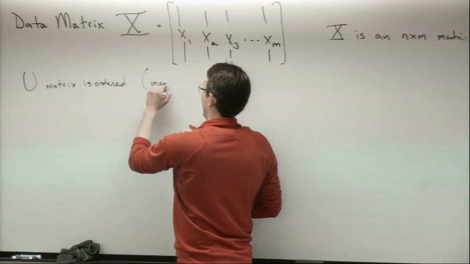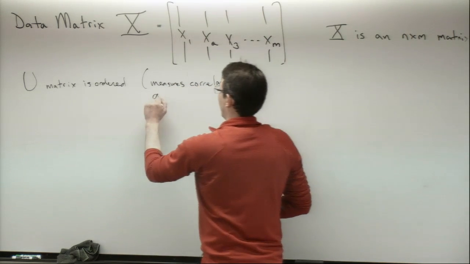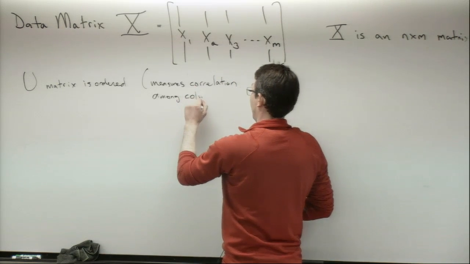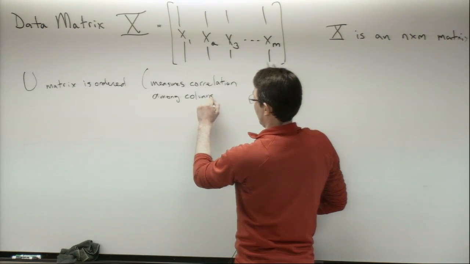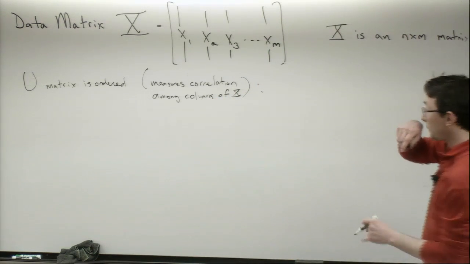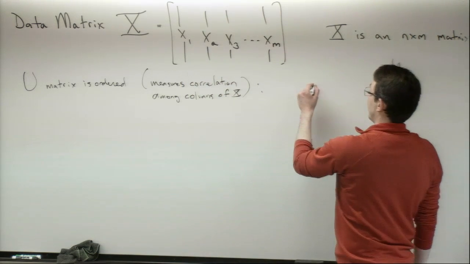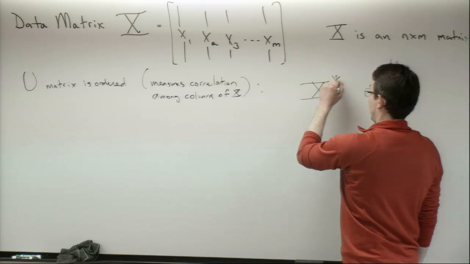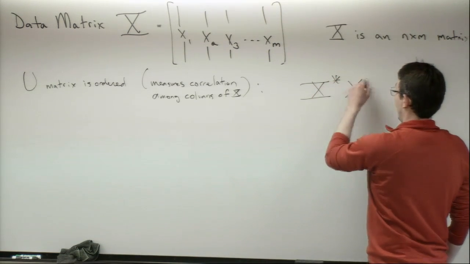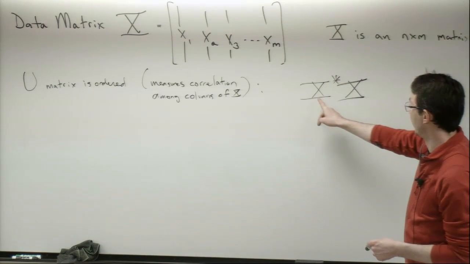Okay, so this measures correlation among columns of X, and it does it in the following way. So if I want to measure correlation among columns of X, what I'm going to do is take X transpose, star is just a fancy transpose, times X. What is the size of X star X?